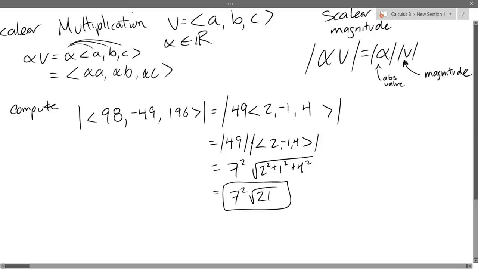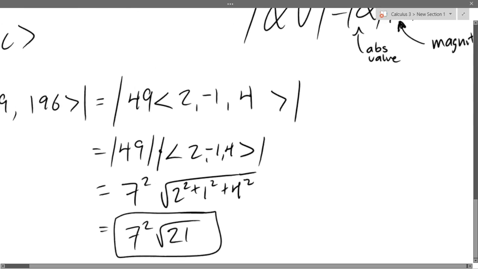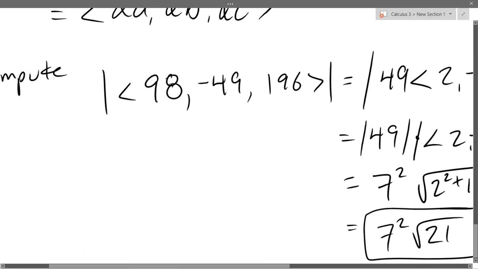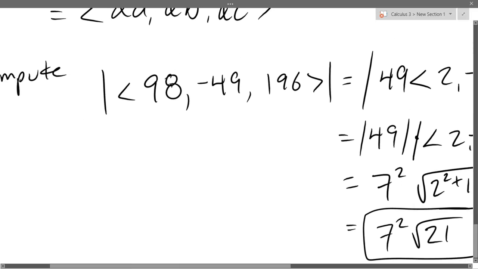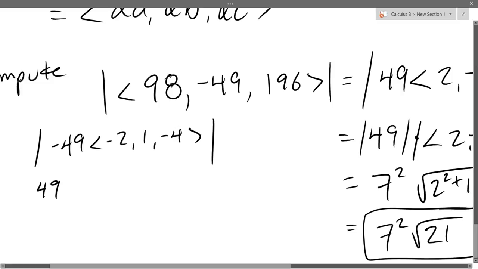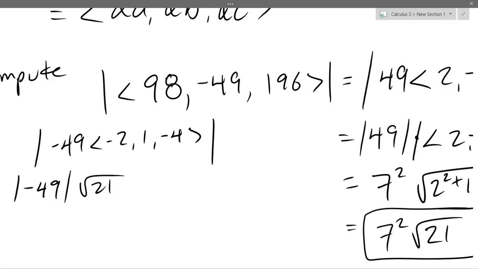Could I factor out negative 49 instead of positive 49? Sure could. Not hard to do. And we're left with negative 2, positive 1, negative 4. And keep going. Absolute value negative 49 times square root 21, et cetera. Same answer. All right, so you can factor out positive number, negative number, because you're going to do absolute value, and it won't matter in the end.